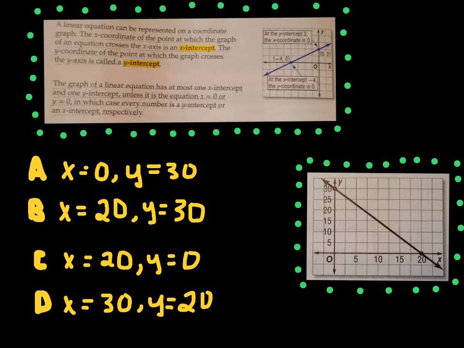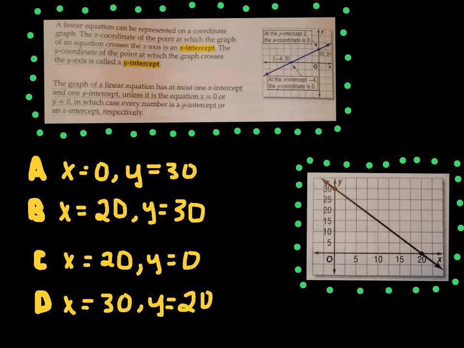The graph of a linear equation has at most one x-intercept and one y-intercept, unless it is the equation x equals 0 or y equals 0, in which case every number is a y-intercept or an x-intercept, respectively.